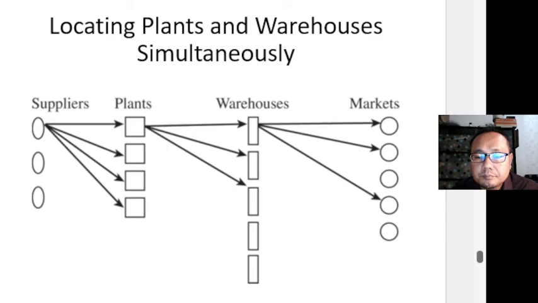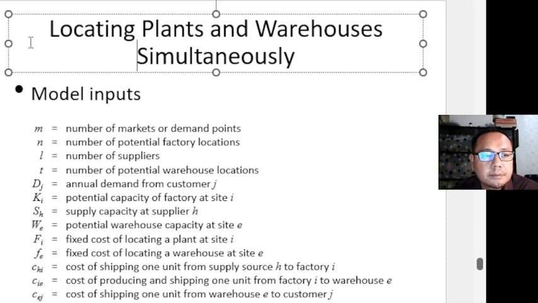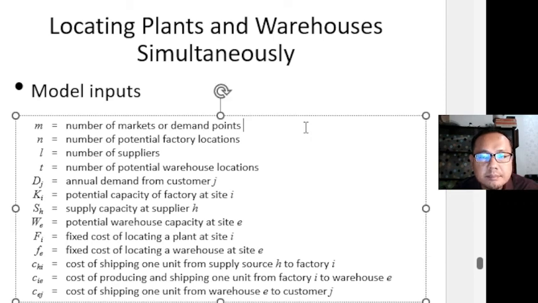But this model needs the following inputs: m, the number of markets or demand points, and then the number of potential factory locations, the number of suppliers, the number of potential warehouse locations, and the annual demand from each customer.